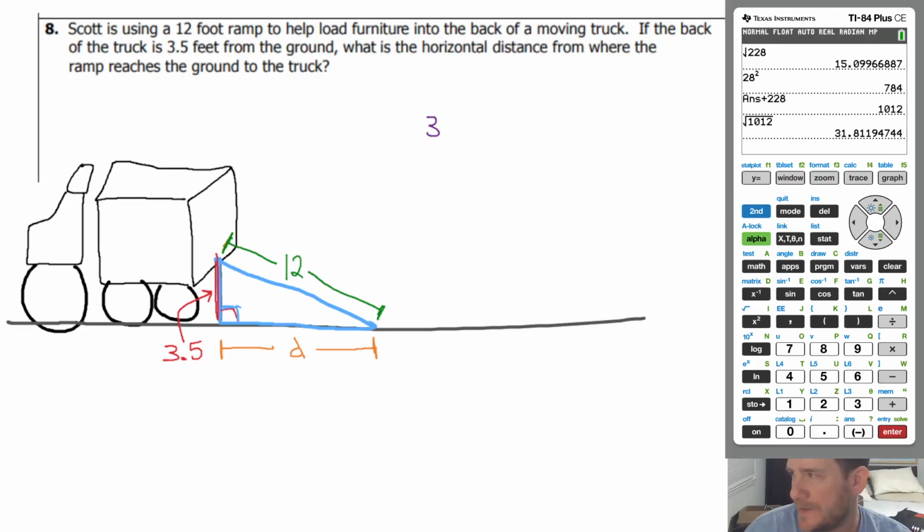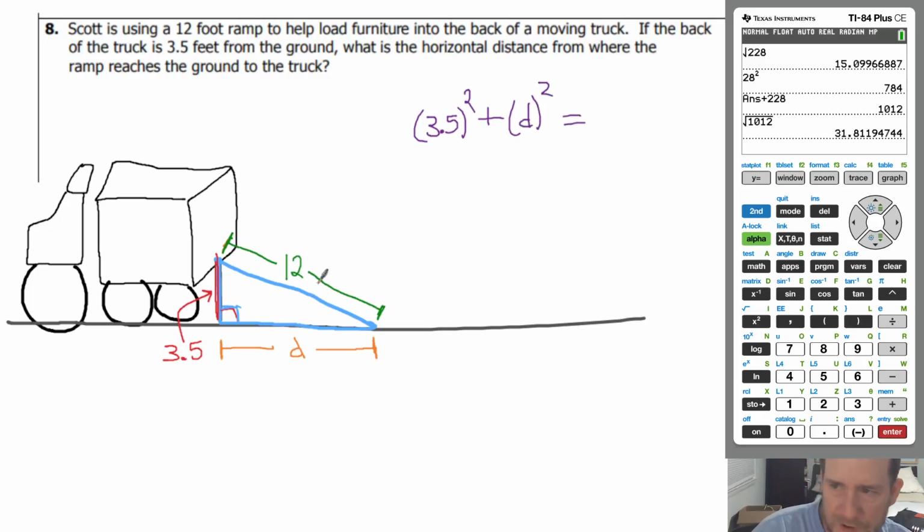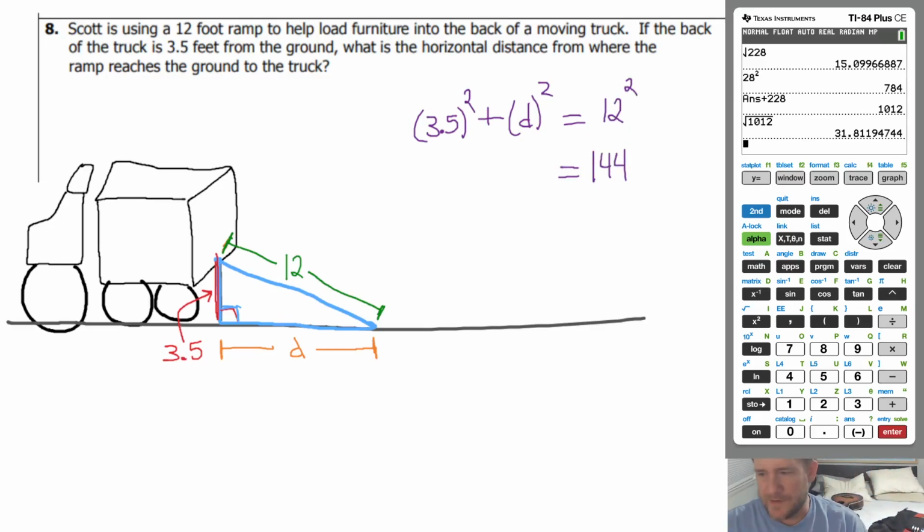So looking at that light blue triangle, we can see that one of our legs is 3.5. So in Pythagorean theorem, we'll do 3.5 squared. We'll add to that the other leg, which is our variable, so that'll be d squared, and we'll set that equal to our hypotenuse squared, which is 12 squared. So 12 squared I can do, that's 144. 3.5 squared, I don't know what that is. So do it in your calculator. 12.25.